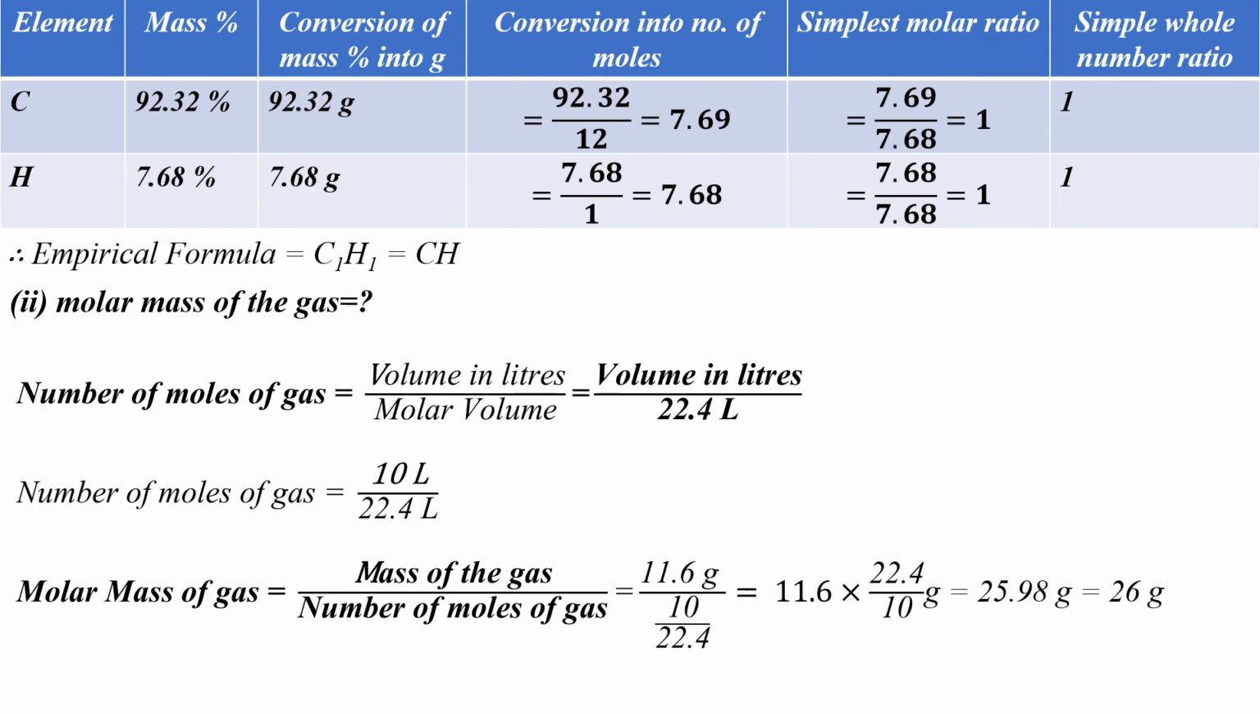Our next aim is to find out the empirical formula of welding gas. So let's do it in the usual way. In the first column, the element symbols of carbon and hydrogen are written. In the second column, the mass percentages of carbon and hydrogen are written. In the third column, mass percentage is converted into grams. And this is not a big deal. We just replace the percentage symbol by the unit g.